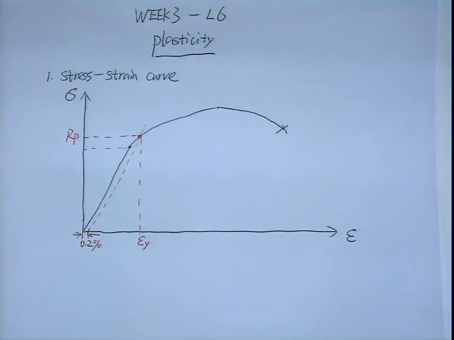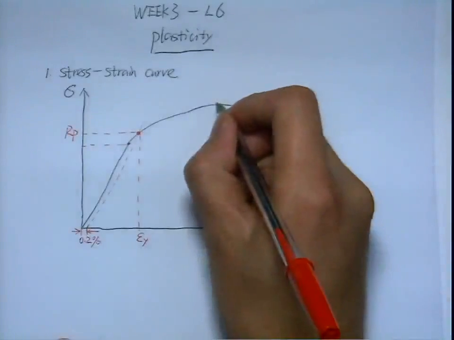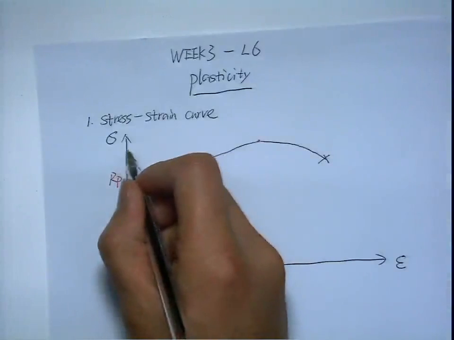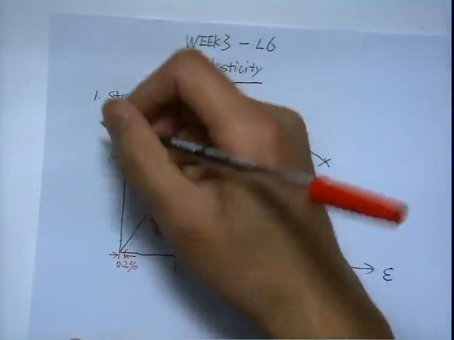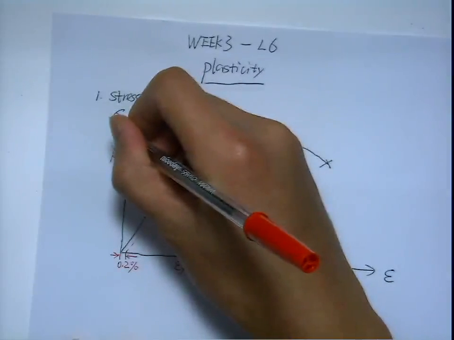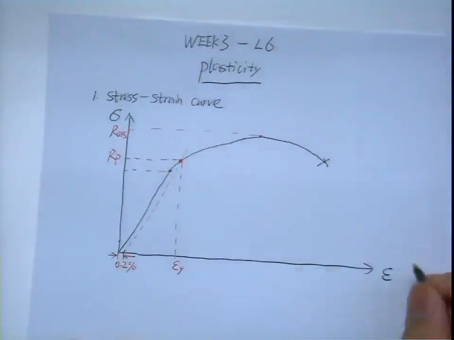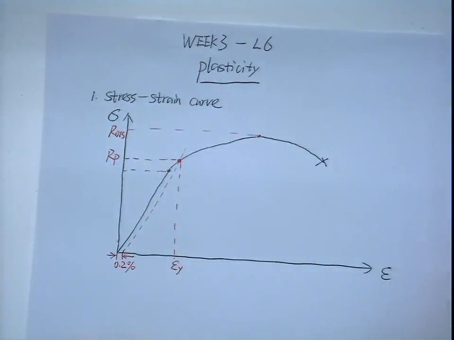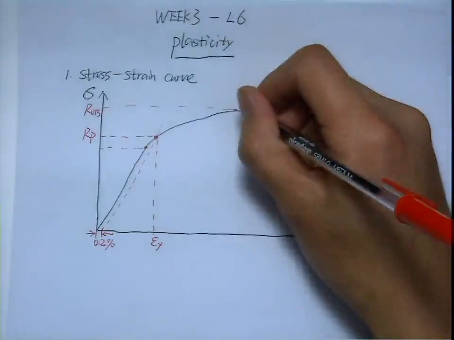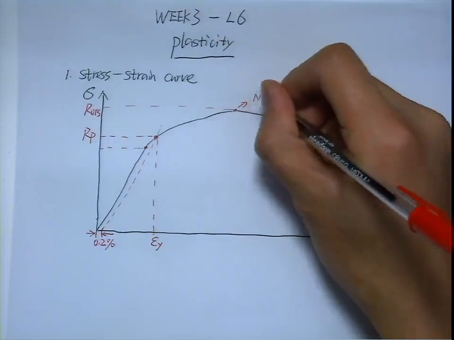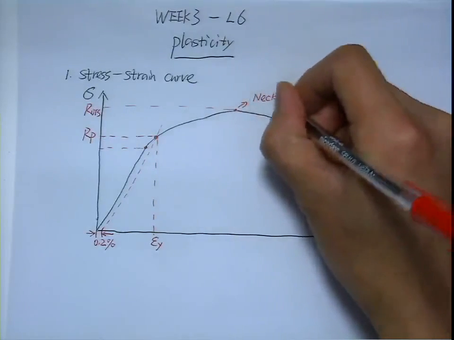And there's another point, when you reach the maximum. We call it UTS, which means ultimate tensile strength. And from this point, the material starts to have some necking effect.